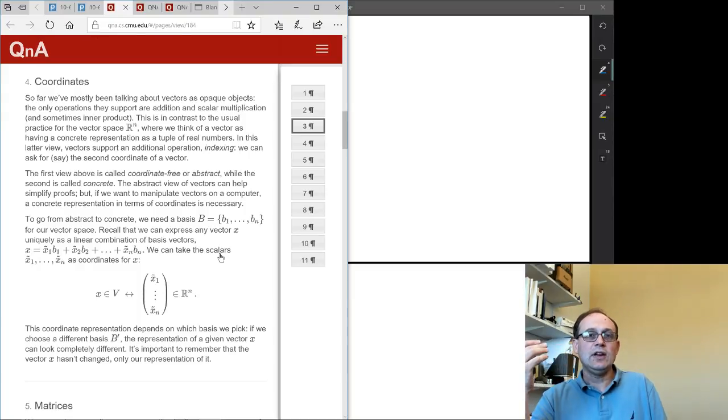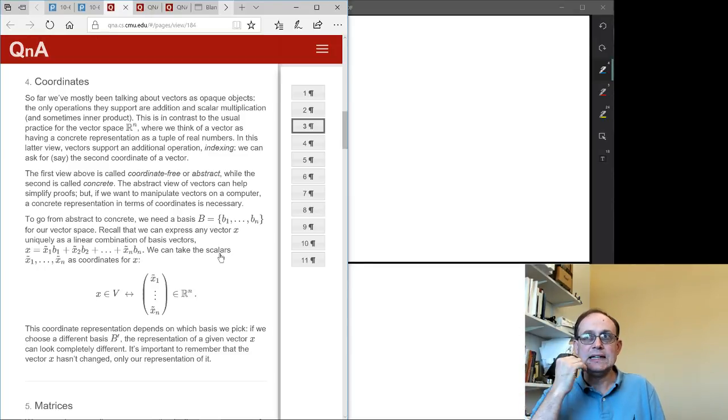All right, and that's in contrast to what you were probably first taught for vector spaces, where vectors were tuples of numbers, tuples in Rn, right? A tuple of n real numbers. And so specifically in the vector, you would have an additional operation, which is to take the, let's say, fourth coordinate of the vector, right? And that operation is called indexing. So the first view is called coordinate free or abstract, and the second view is called concrete or coordinate based.